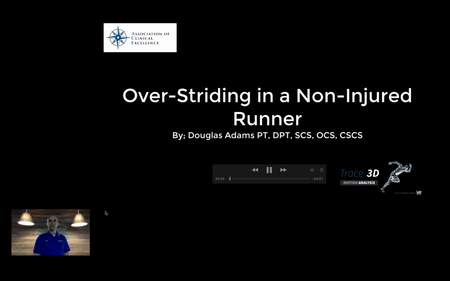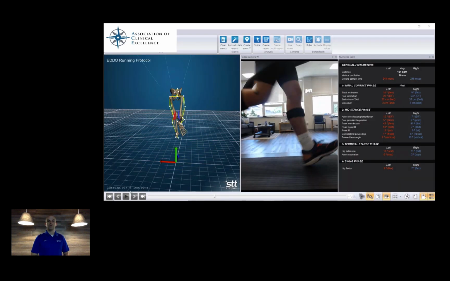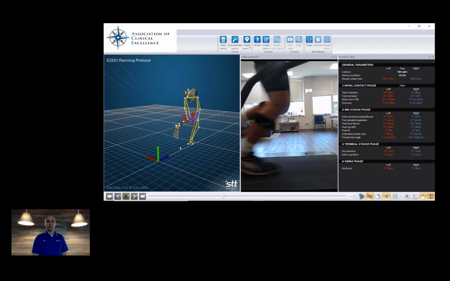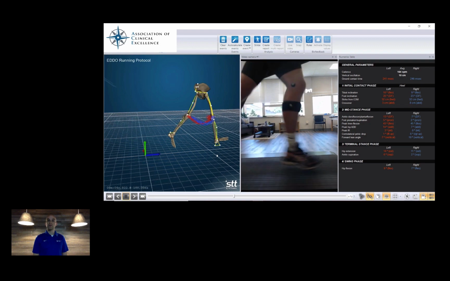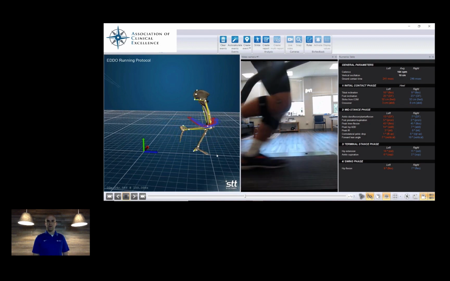Hi guys, just wanted to talk to you about a patient I had today that's overstriding in a non-injured runner. My name is Doug Adams, Association of Clinical Excellence, and what we're looking at here is a 3D file of the runner. We're kind of watching them from all angles.